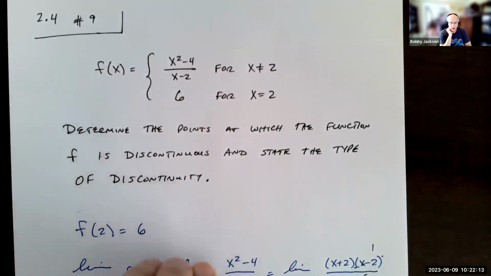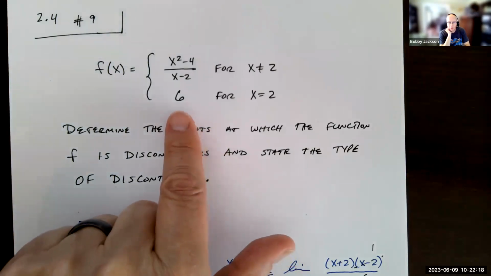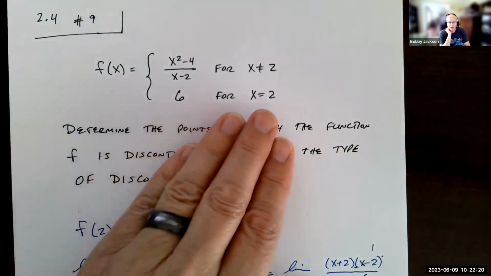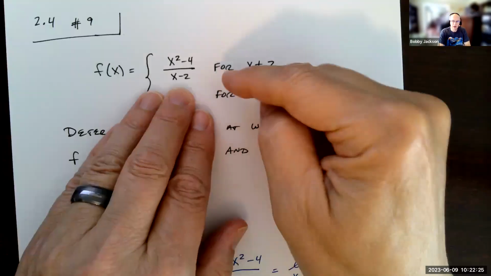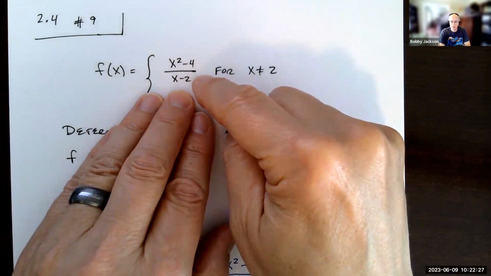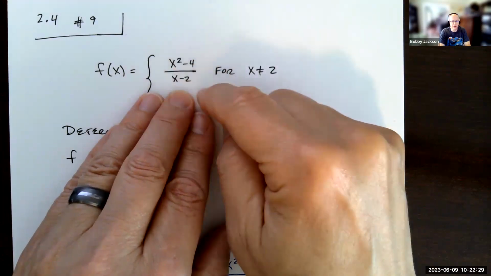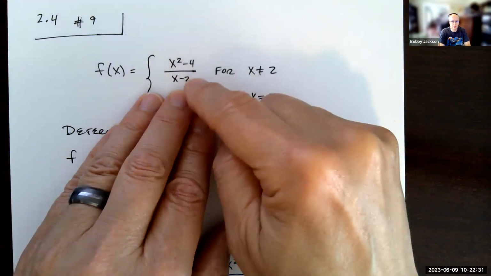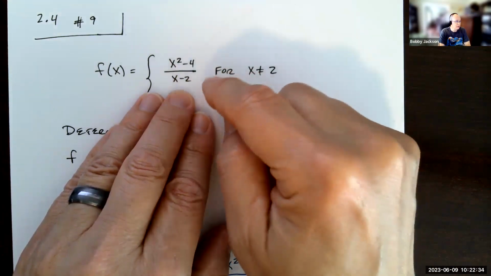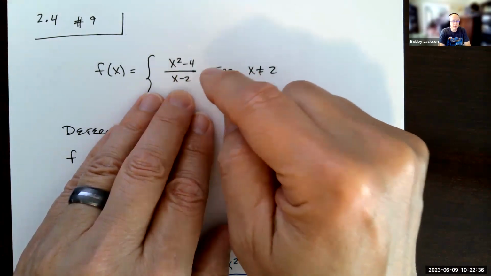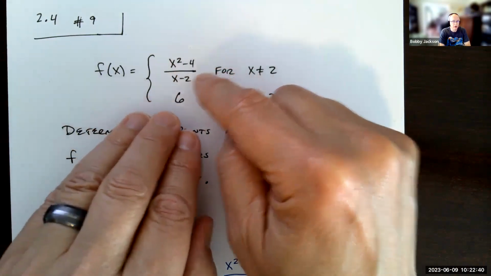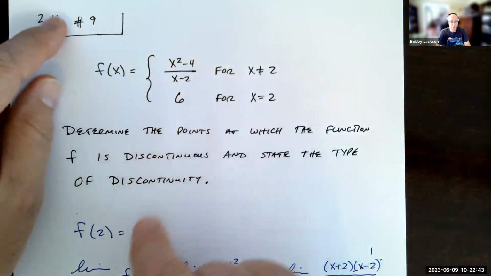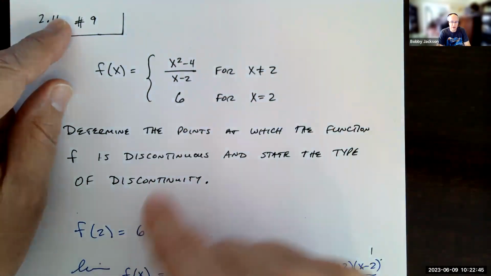So first of all, what's the value of the function at 2? It's equal to 6. And for any value other than 2, we know the function is continuous because this expression here, x squared minus 4 divided by x minus 2, is continuous on its domain. And what's its domain? Its domain is all real numbers except for 2. So for every real number except for 2, the function f is continuous. So the only question is what's happening at 2. We know the value of the function at 2 is 6, right?